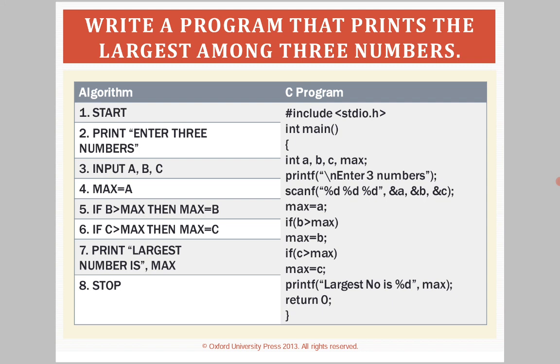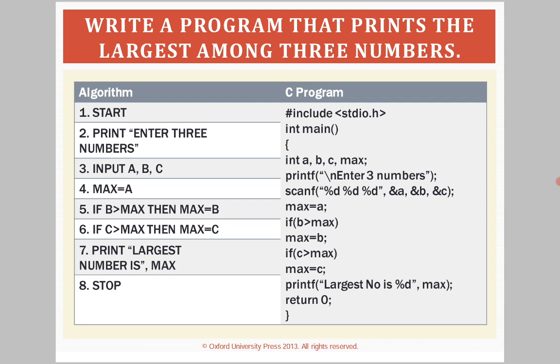So here is a simple program. Write a program that prints the largest among three numbers. This program is used to find out the maximum, the largest among three given numbers. On the left side is the algorithm for the problem, and on the right side the corresponding C program is there.